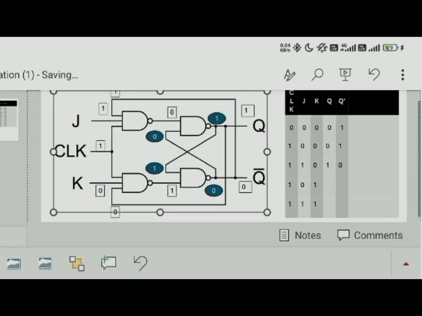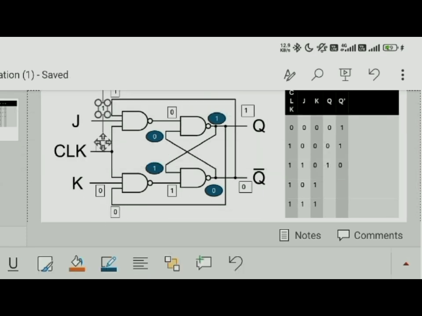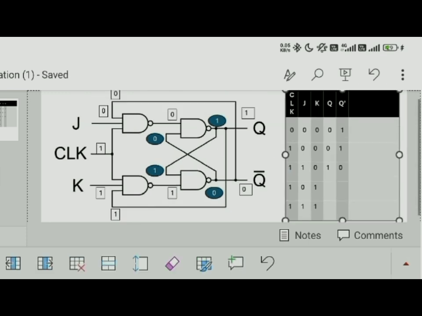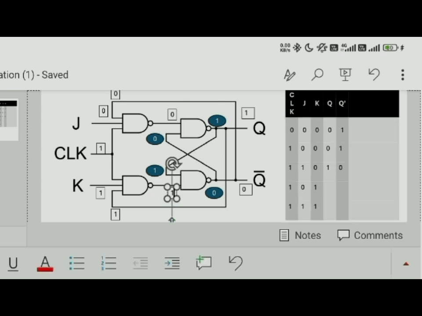So now what if we set J to 0 and K to 1? Set K to 1. Now that there are three 1s, the complement of 1 is 0. This value will become 0. And 0 times 1 is 0. The complement of 0 is 1. Now Q complement is 1.